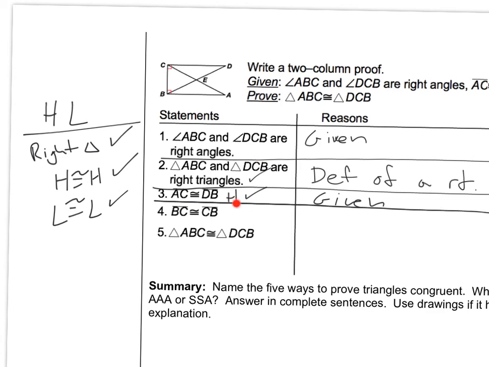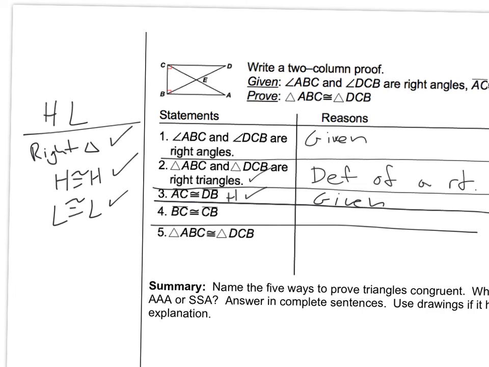Now this is not really important. You don't have to write this here. I'm just showing you the logical process here. I first said they're right triangles. I then said the hypotenuses are congruent. So the last thing I need is to prove that the legs are congruent, which they said here for me. And they say that BC is congruent to CB. Let's take a look at that.